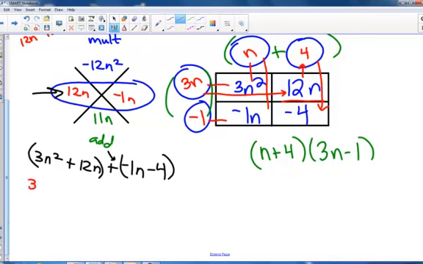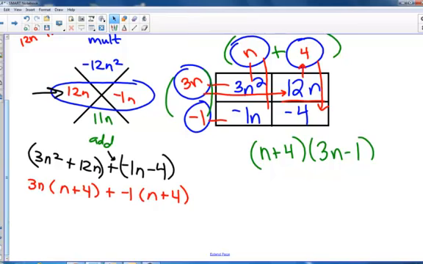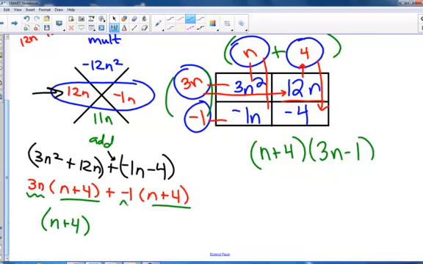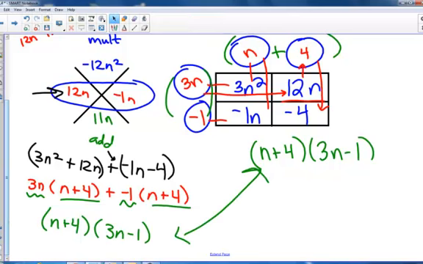Greatest common factor here, 3n. We're left over with n plus 4. Greatest common factor here, negative 1. And we have n plus 4. N plus 4. And we're left over with 3n minus 1. Check it out. The same exact thing. That's how you factor the long way.